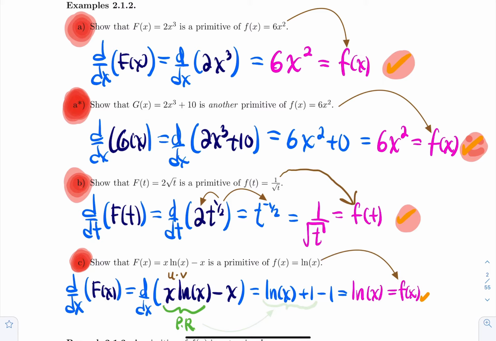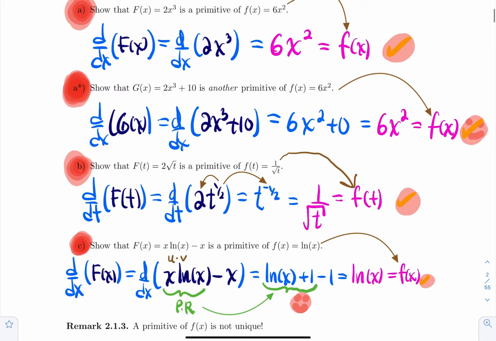So just to make sure, to be clear here, the ln of x plus 1 was the result of the application of the product rule. All right, and as a last remark on that page, but I've already mentioned this, the notion of a primitive is not unique, because if you have one, you can construct another simply by adding a constant.